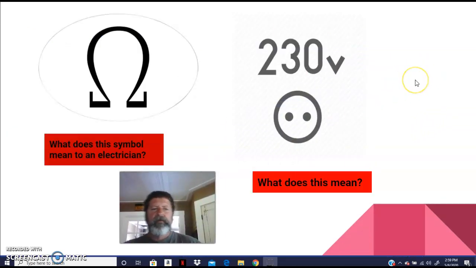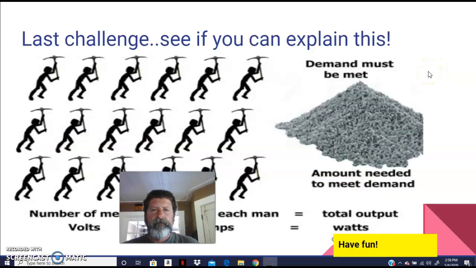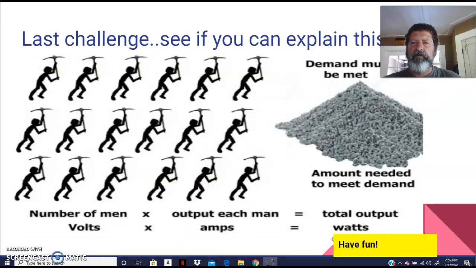Next question. What do these symbols mean? Particularly, I'm talking about this symbol right here and this symbol. So this omega and then this V right here. What do those mean? This last question is kind of for fun. It's pretty complicated. You have to kind of look at it, but it was an attempt somebody made to try to explain volts and amps. So if you can explain that, cool. If you can't, that's okay. I'm going to go back through those questions if I can. I think I have about another minute and a half.